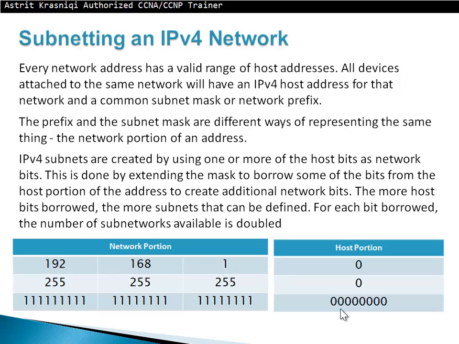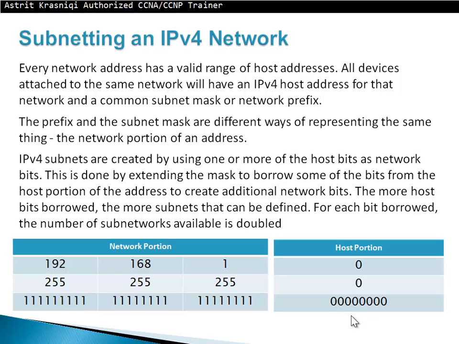So we have a network 192.168.1.0, and the subnet mask is 255.255.255.0, all ones. Now when we take this network address, the zeros are the ones that we can manipulate. We can start borrowing the zeros to create extra subnetworks.